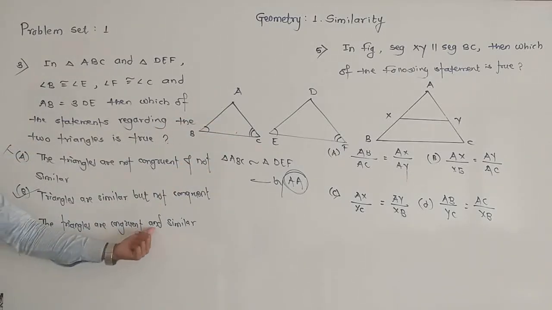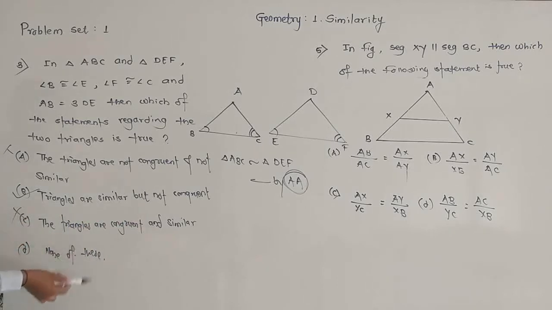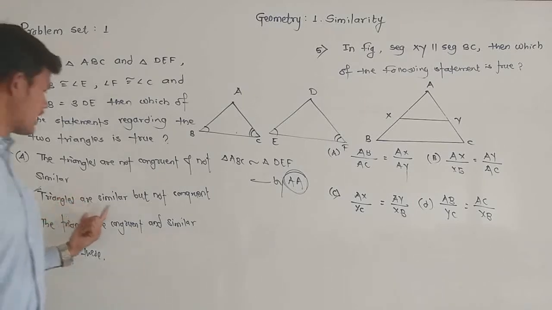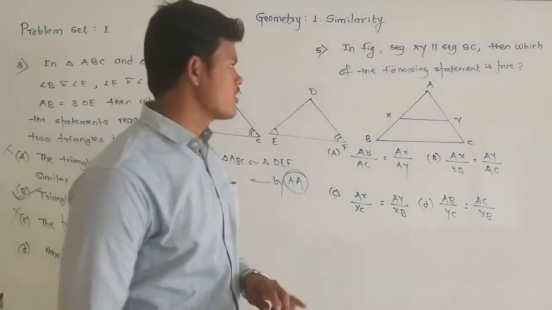Triangles are congruent and similar. This one is also false, and the last one is none of the above. So for MCQ number three, option B is correct. That is, triangles are similar but not congruent.